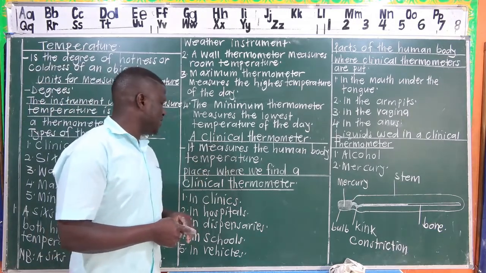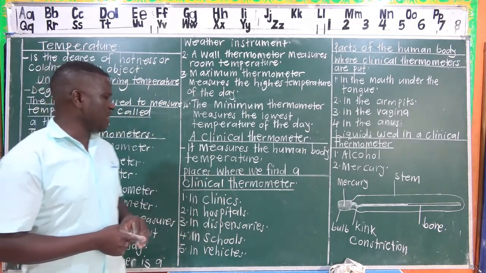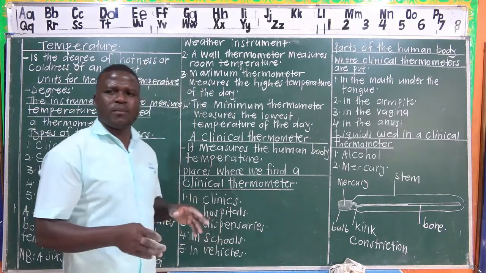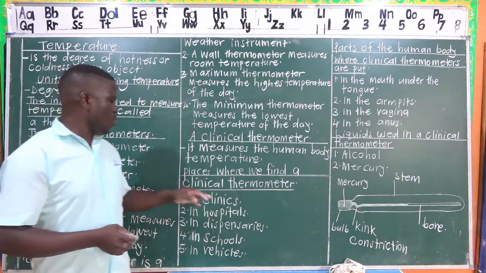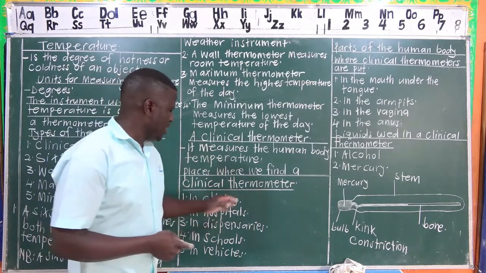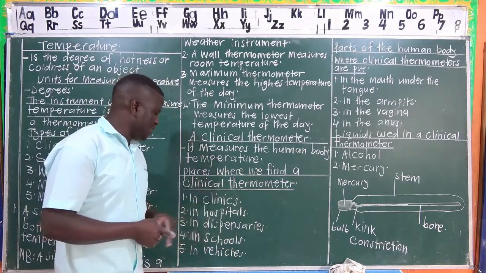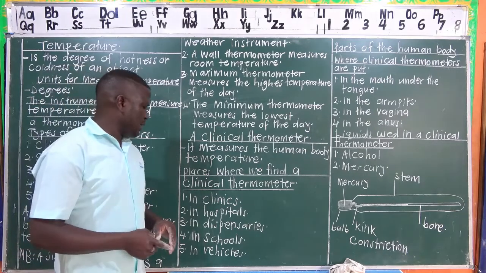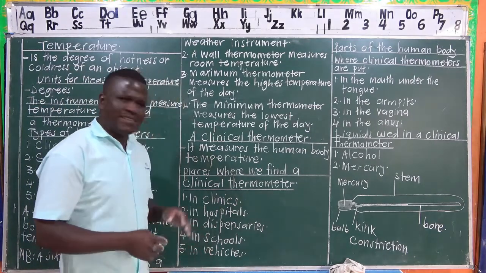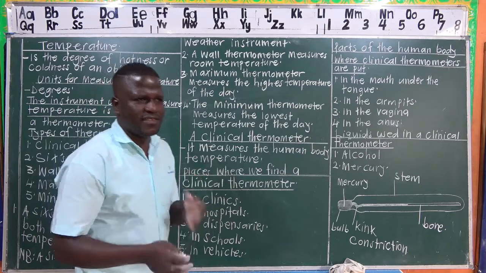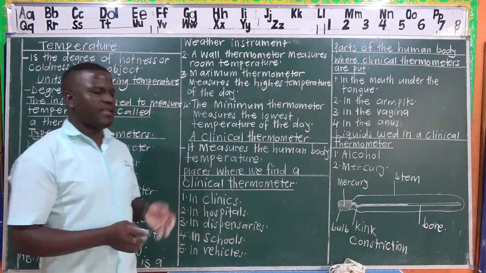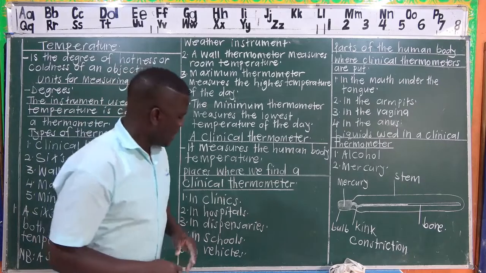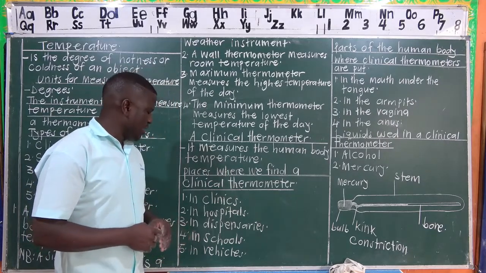Then we have places where we find clinical thermometers. Where can we find clinical thermometers? There are so many places we can find clinical thermometers. One, clinical thermometers can be found in clinics, hospitals, dispensaries, and major health centers. Any health center should have a clinical thermometer. Then in schools, especially in the sick bay, a sick bay should have a clinical thermometer.